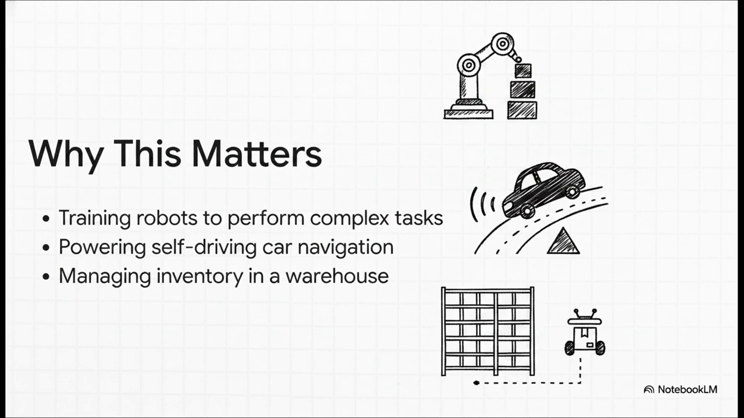And this kind of learning is absolutely essential for any problem that involves making a whole sequence of decisions to reach some kind of long-term goal. It's how we teach robots to walk or assemble things. It's how self-driving cars learn the best way to handle a tricky intersection. And it's how complex logistics systems can figure out how to manage a warehouse for maximum efficiency.